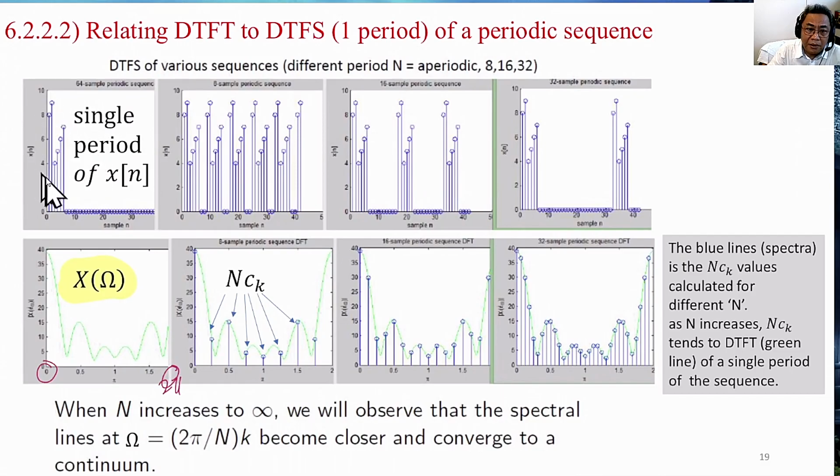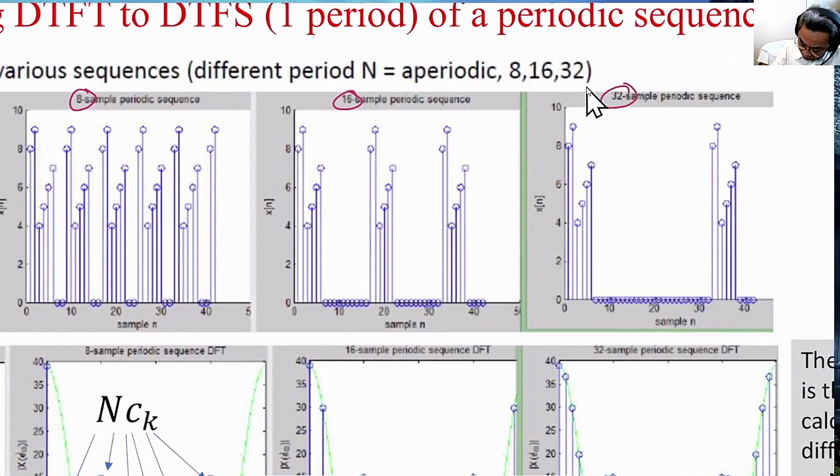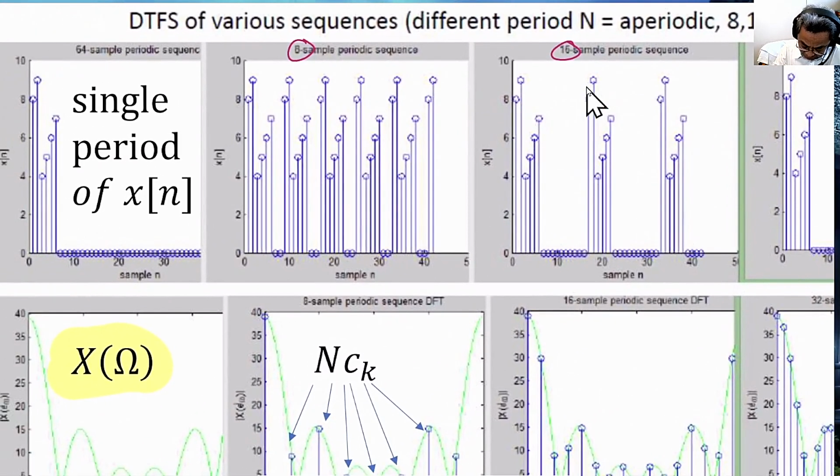Let us now repeat this aperiodic sequence periodically. In this example, it repeats every, how many samples? 8 samples. This is 8 samples. In this, every 16 samples. In this, every 32 samples, it repeats. Well, let's see what happens.